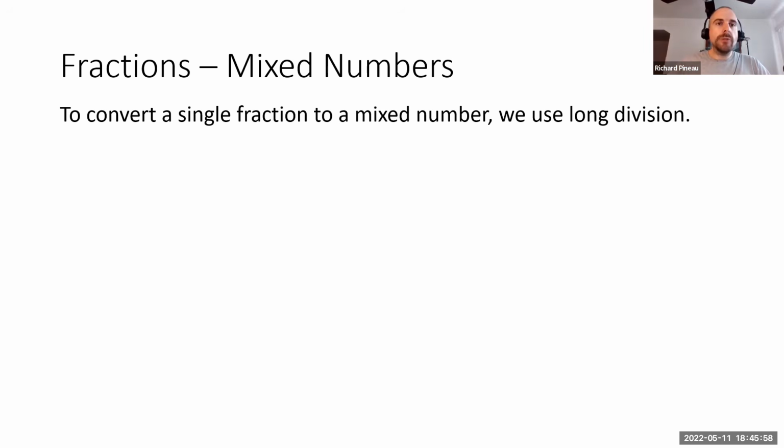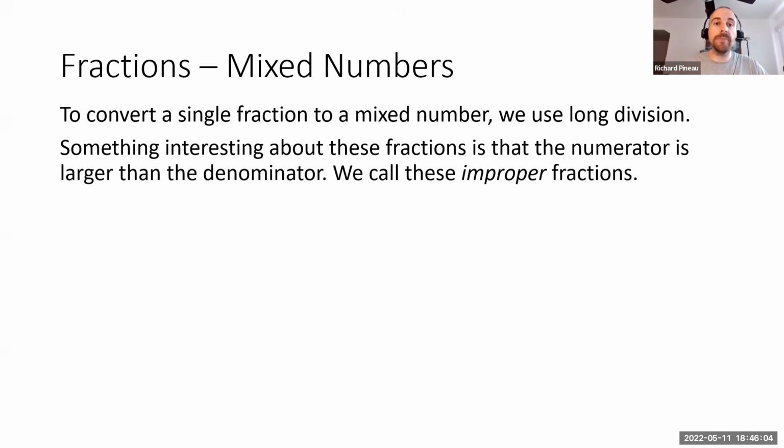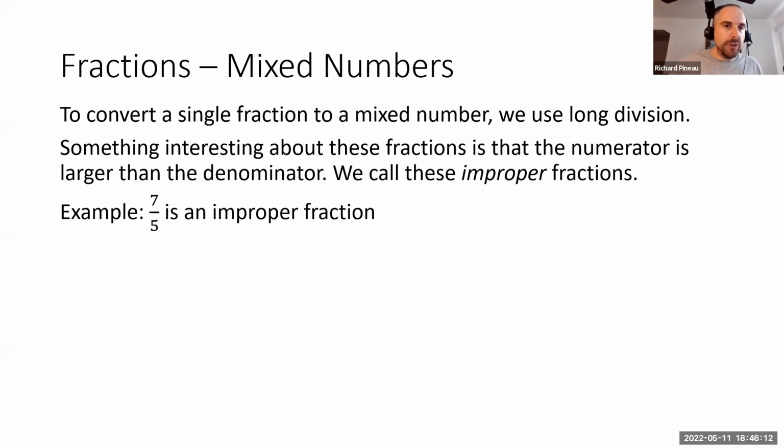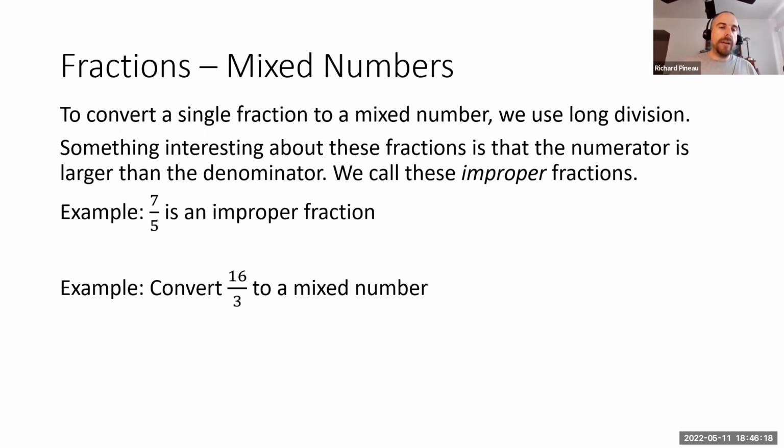Now, let us suppose we were given a single fraction and we want to convert it to a mixed number. Then we have to use long division. Again, these are called improper fractions if you want to think about it that way. So I give you a little bit of a formal definition, which is basically what I just said. Let us suppose we have 7/5. This is an improper fraction as an example. Let us convert 16/3 to a mixed number. How do we do this?